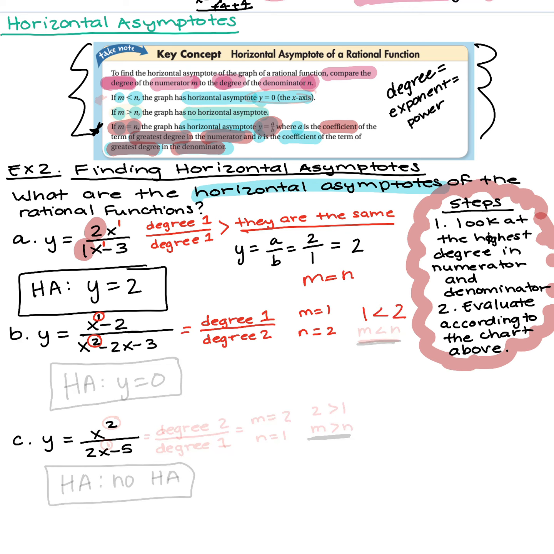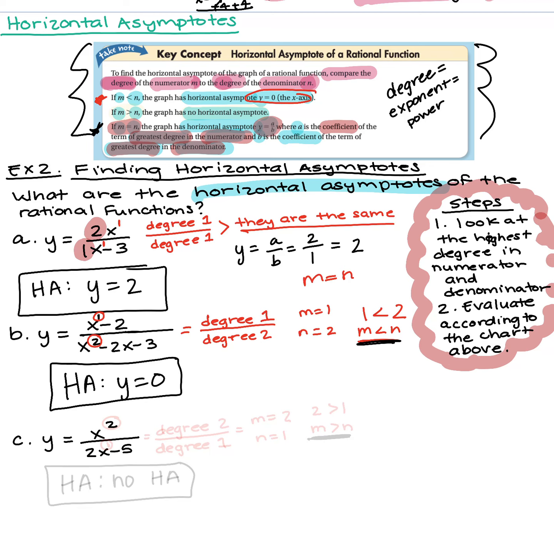So what is that property, m is less than n? That is going to be the first one right here. So that means that if m is less than n, then my horizontal asymptote is going to be at y equals 0. So my horizontal asymptote here is at y equals 0. And that will always be the case when m is less than n.